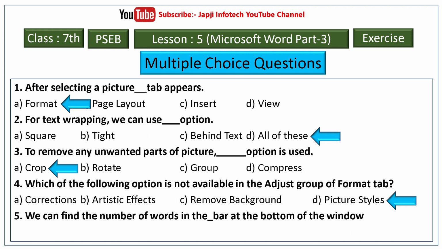And the fifth one is, we can find the number of words in the dash bar at the bottom of the window. And the options are taskbar, status bar, title bar, and the last one is scroll bar. And the right answer is, we can find the number of words in the status bar at the bottom of the window.